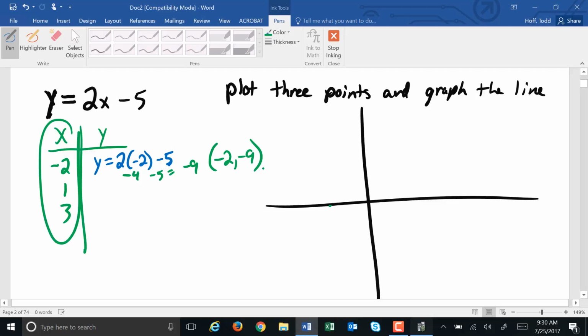Now, if the graph goes 10 to 10, both axes, then we're okay. If it's an 8 by 8 graph, we can't fit that on there if it only goes to -8. We would have to get a different number for x. For this case, let's say that we do go up to 10 by 10. So -2, -9 is somewhere in there. So there's my first point.